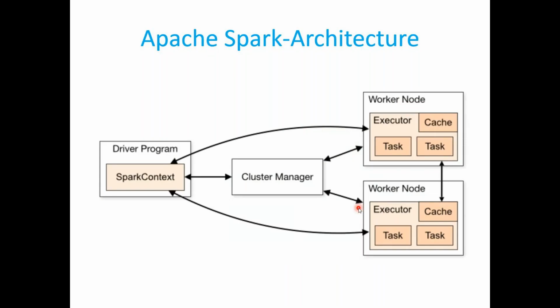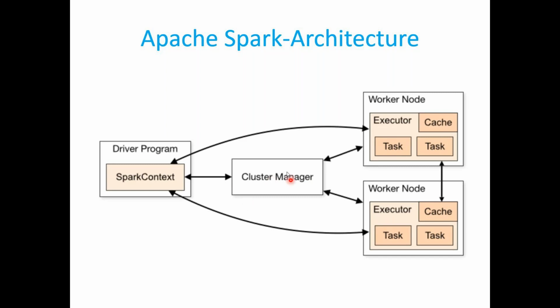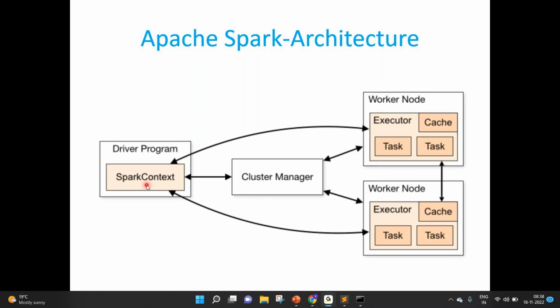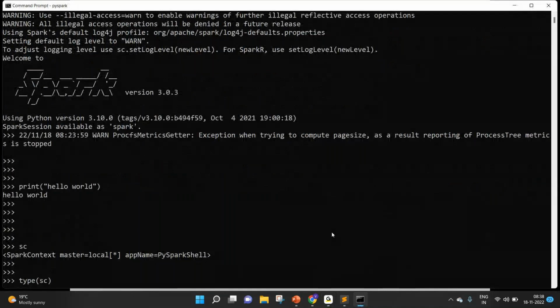So this is the architecture of Apache Spark. Very simple architecture. You can see that you have your driver program, which is running on the master machine. On all the worker machines, you can see that you have the executors running. And you can see the cluster manager in between. What is the cluster manager? It is nothing but YARN. And you can see something called a Spark context here. The Spark context, you will get it automatically. If you go back here and type sc, that is nothing but the Spark context.